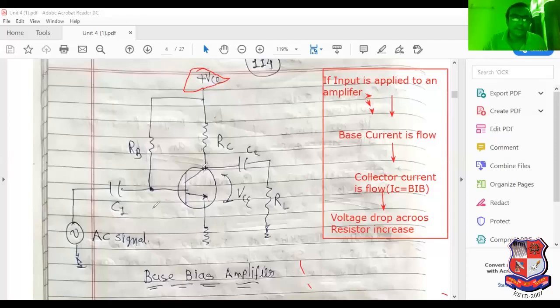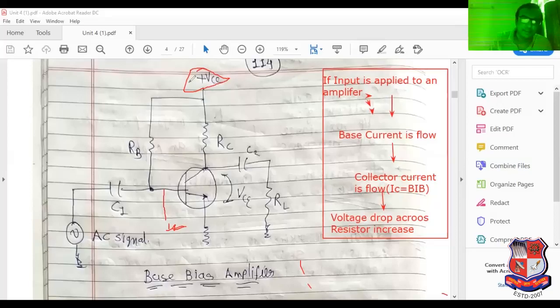Also, we can put here two capacitors. If we apply negative input voltage to the base terminal, then the transistor cannot be used as an amplifier. That's why we apply the supply voltage. Supply voltage is added with the DC signal.